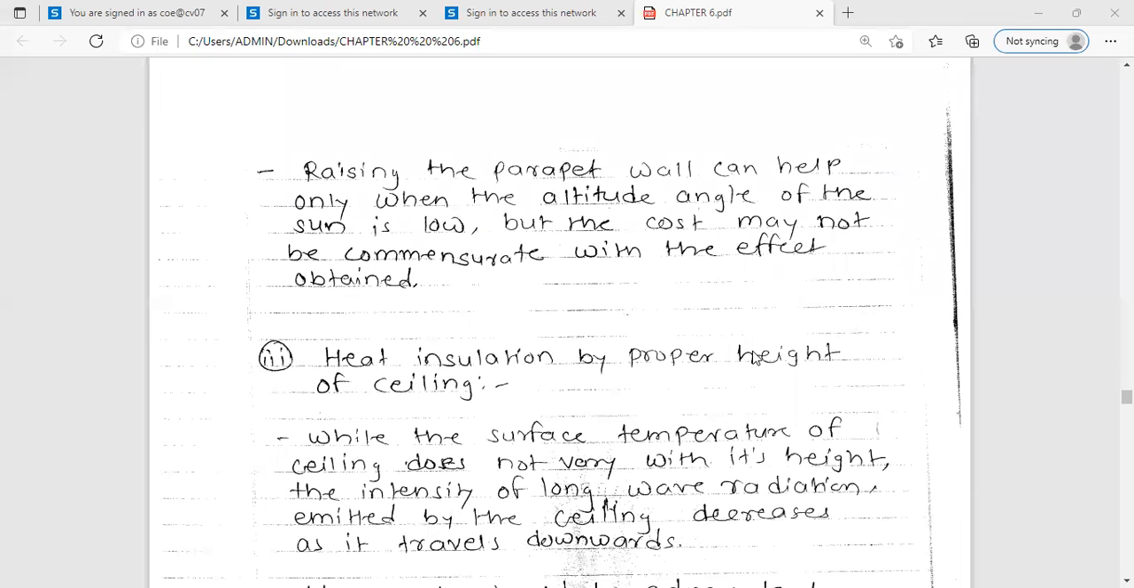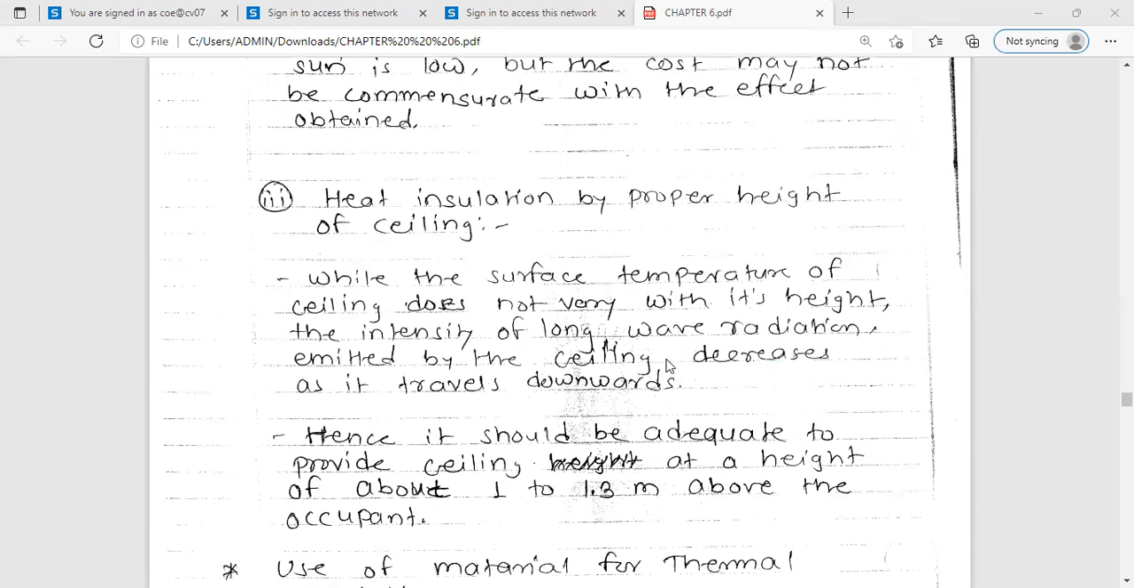Then after that, heat insulation by proper height of ceiling. Okay, means here generally in residential buildings we provide a floor to floor height of 10 feet, that is nothing but 3 meters. Okay, if we provide more floor to floor height, then heat transformation, whatever heat insulation is there, we will achieve it. Okay, while the surface temperature of the ceiling does not vary with its height, the intensity of long wave radiation emitted by the ceiling decreases as it travels downwards.